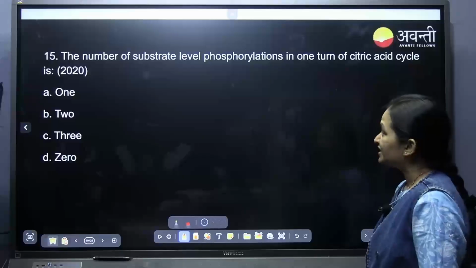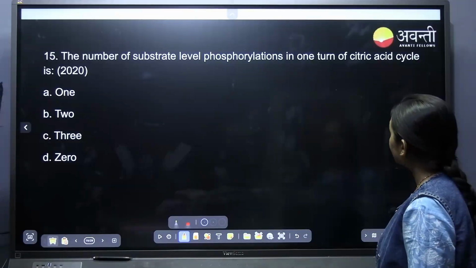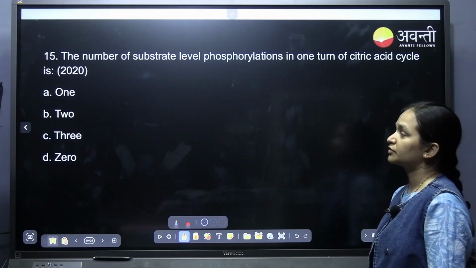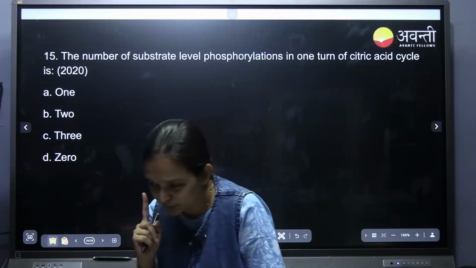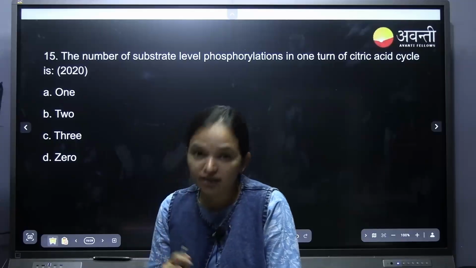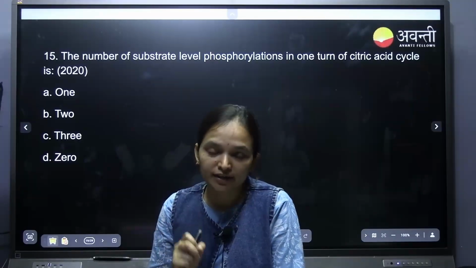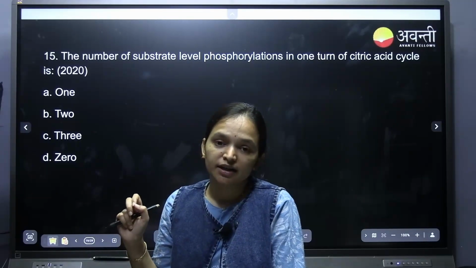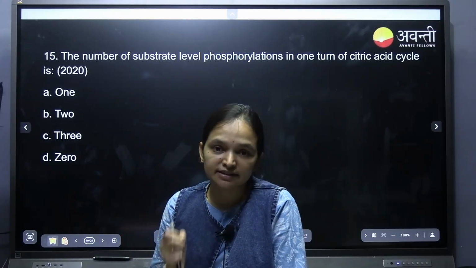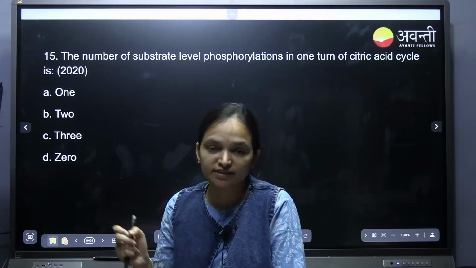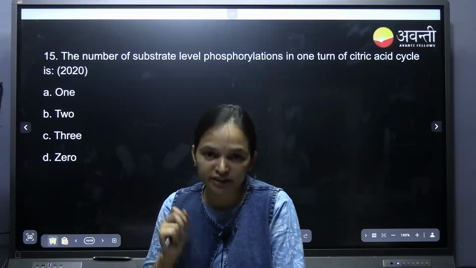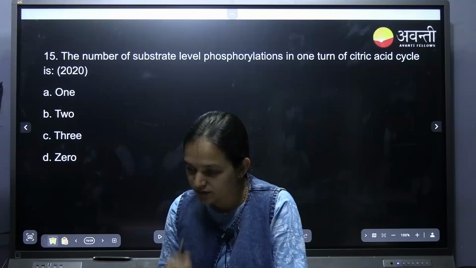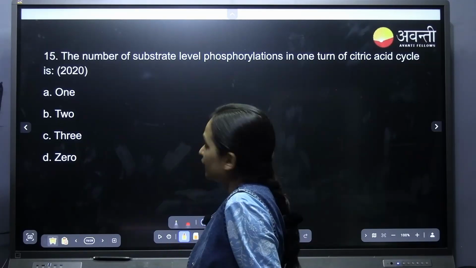The number of substrate level phosphorylations in one turn of the citric acid cycle. Tell me. Substrate level phosphorylation, GTP was being formed. Where was it being formed? When succinyl CoA was converted into succinate, in the presence of succinyl CoA synthase, substrate level phosphorylation happens here. This is where direct ATP or GTP was synthesized. That is called substrate level phosphorylation. Very good.